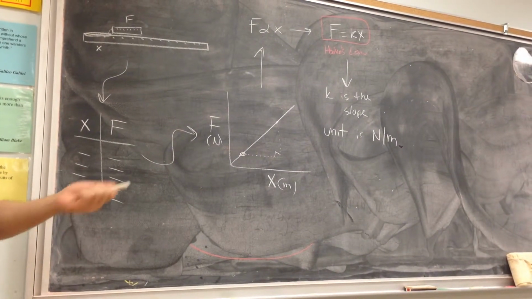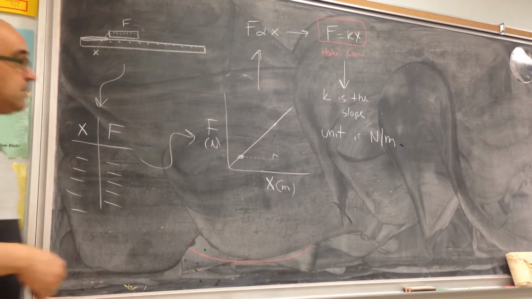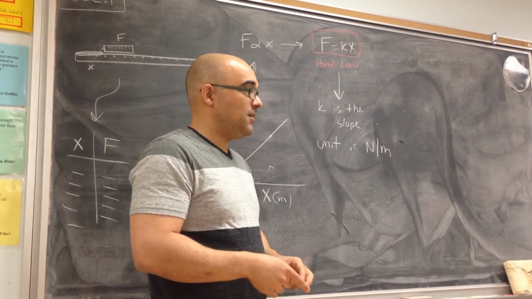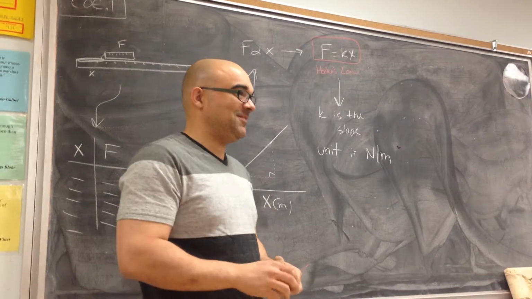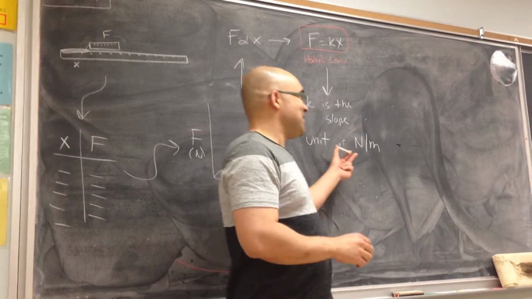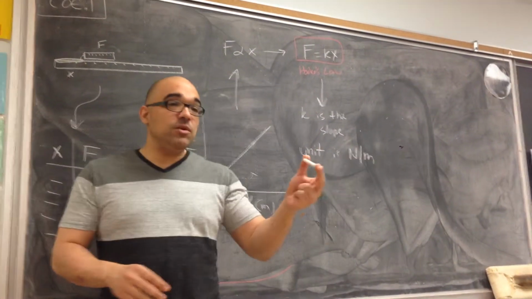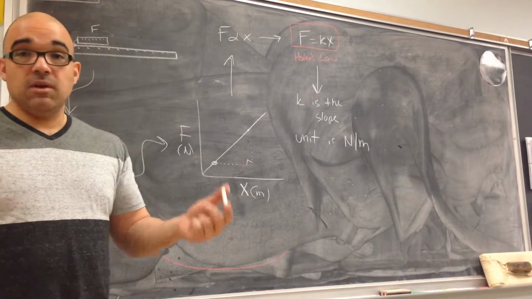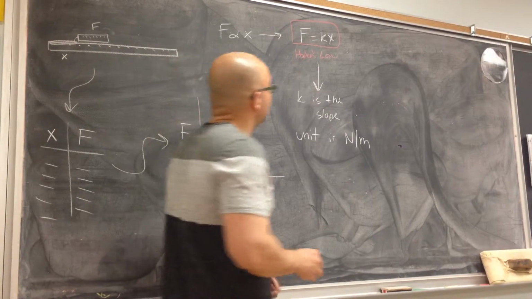So if the K value was 2, then it would take 2 newtons to get that spring to go 1 meter. Want to get 2 meters, 4 newtons, and so on.